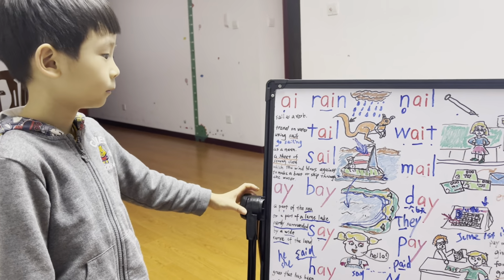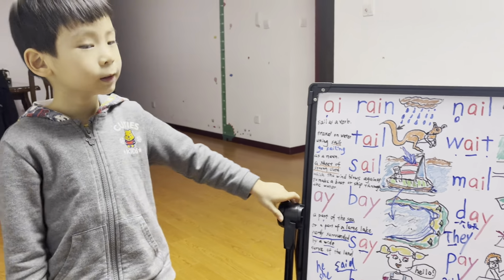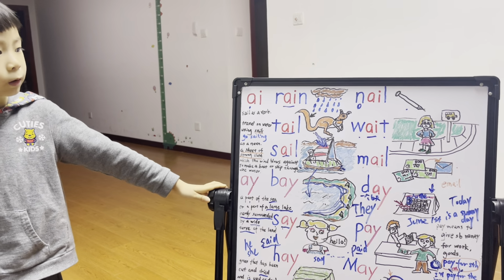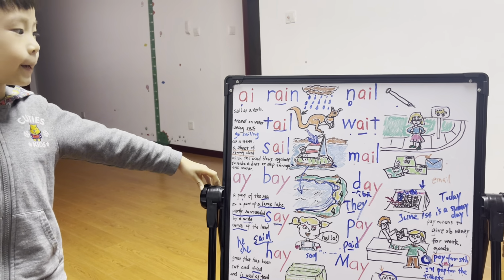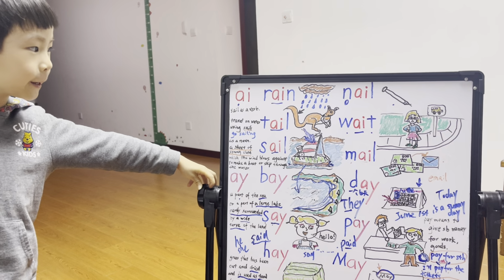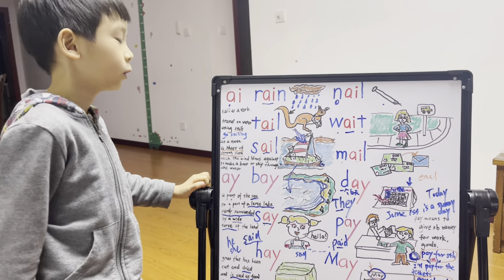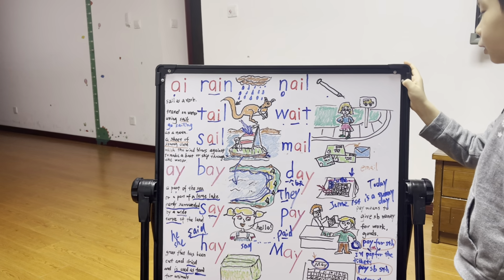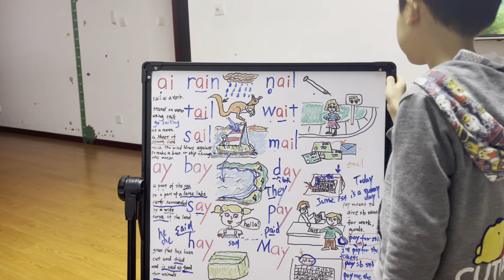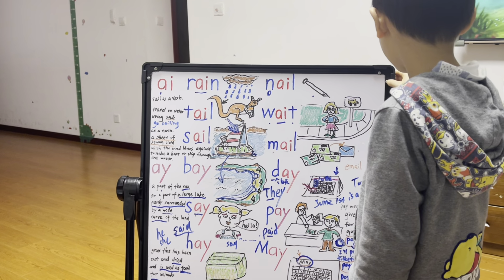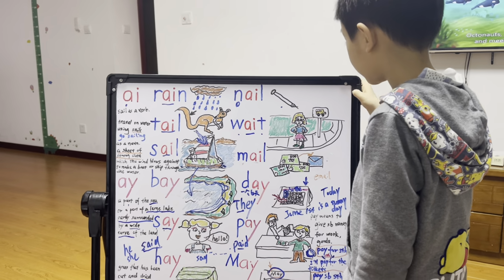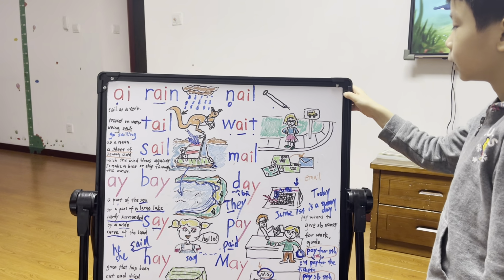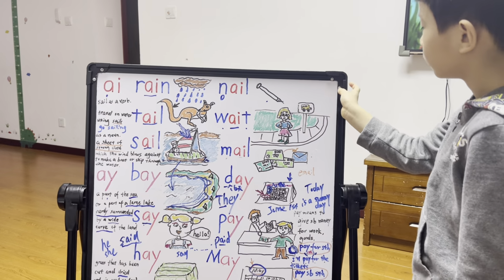How do you say AI? A. Yes. So rain. The middle sound is A. First letter is R. Last letter is N. Rain. Make a sentence. It will rain in the morning. It will rain in the afternoon. It rained. It rained in the afternoon, okay. Afternoon. Yes. It is raining outside right now.